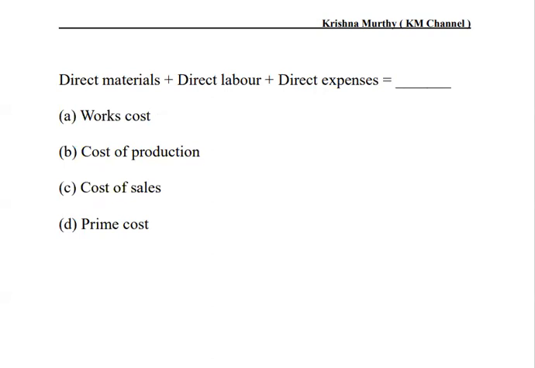Next one. Direct materials plus direct labor plus direct expenses equal to: first option work cost, second option cost of production, C option cost of sales, and fourth option prime cost. And the right option is what? Prime cost.